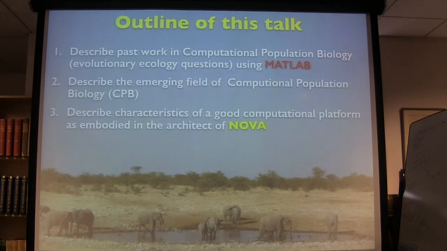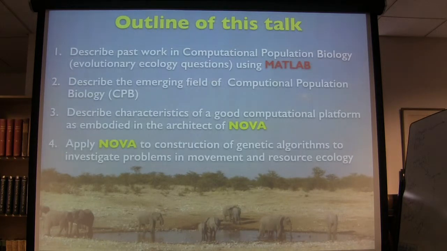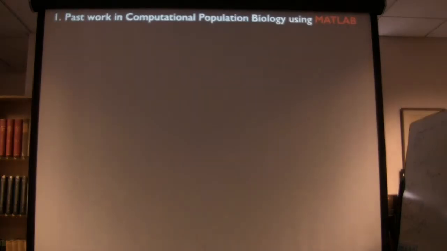Then I want to go on to describe the characteristics of a good computational platform as embodied in the architecture of Nova. And I think Nova at this time has some outstanding features that should make it very attractive. It's a work in progress and development, but in the last 2 years we've come quite a long way. And then I want to apply Nova to the construction of genetic algorithms to investigate problems in movement and resource ecology. I'll set up the idea of genetic algorithms in the early work that I've done that was done through coding up the problem in MATLAB.